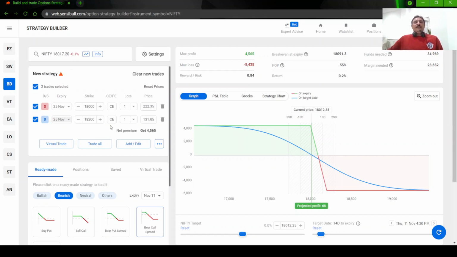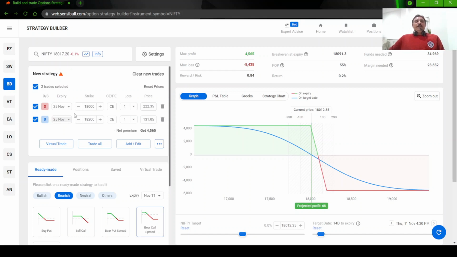So bear call spread, just to give a small overview. If you want to know what is the bear call spread, you can go and watch the video. The link will now appear on the top of your screen. So you can click that and first watch the bear call spread. Then you can come back and watch the bear call ladder.